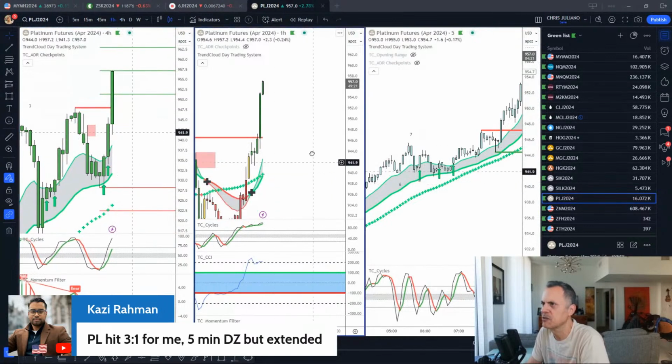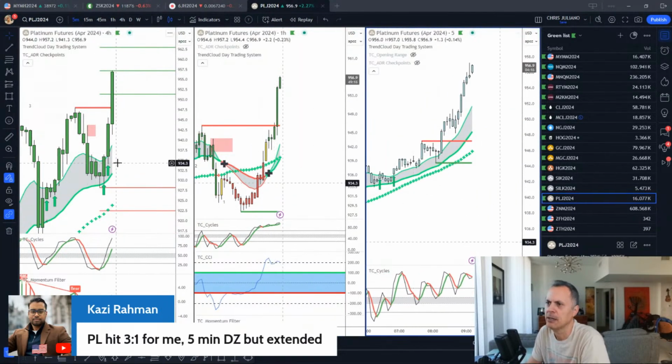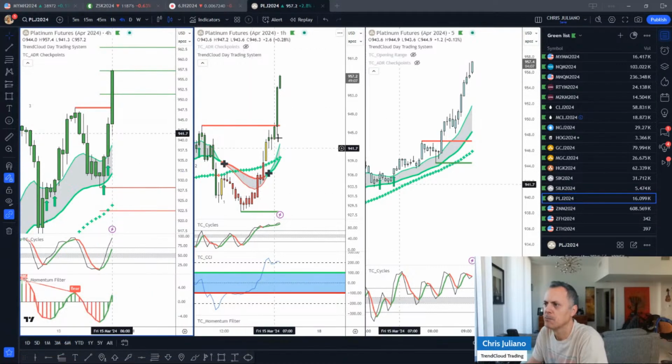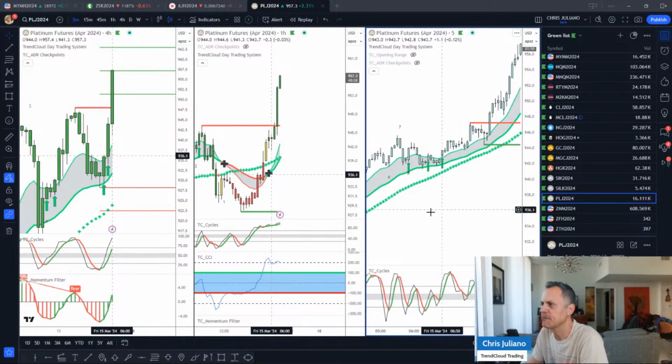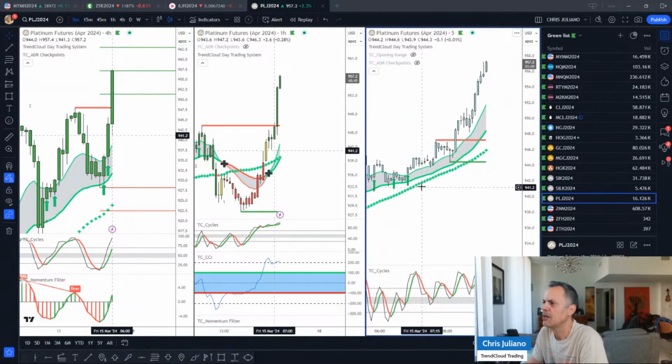So Kazi got into a platinum trade here, and let's go over why. Uptrend, cycling up, momentum is up. Middle time frame, uptrend, cycling up, momentum is up. This is what we look for. You drop down to that 5-minute chart, and you got all these trend cloud signals here. Pretty early in the morning on the 5-minute.